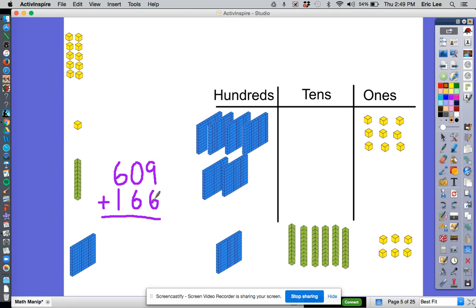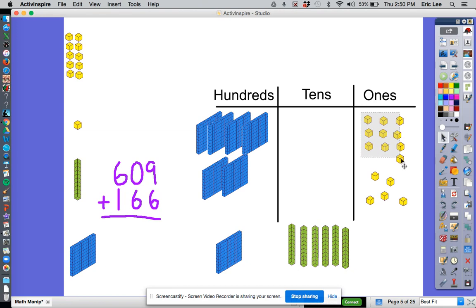And we are looking now at 609 plus 166. So we're starting in that ones column. So 9 plus 6 equals 15. So here's my 9. Here's my 6. When I add these two together, 9 plus 6 is going to equal 15. But I have to get rid of 10 of these. So I'm going to take 10 of those, and I'm going to trade them in for a 10.